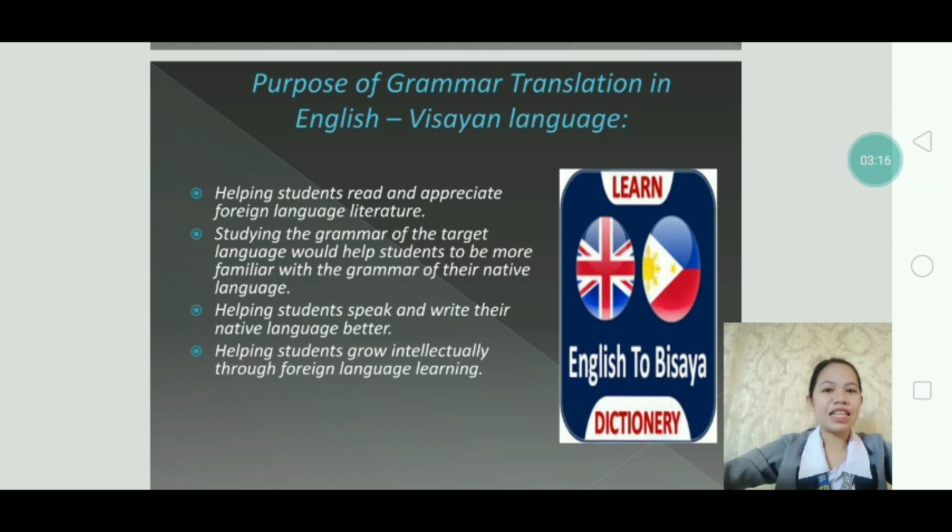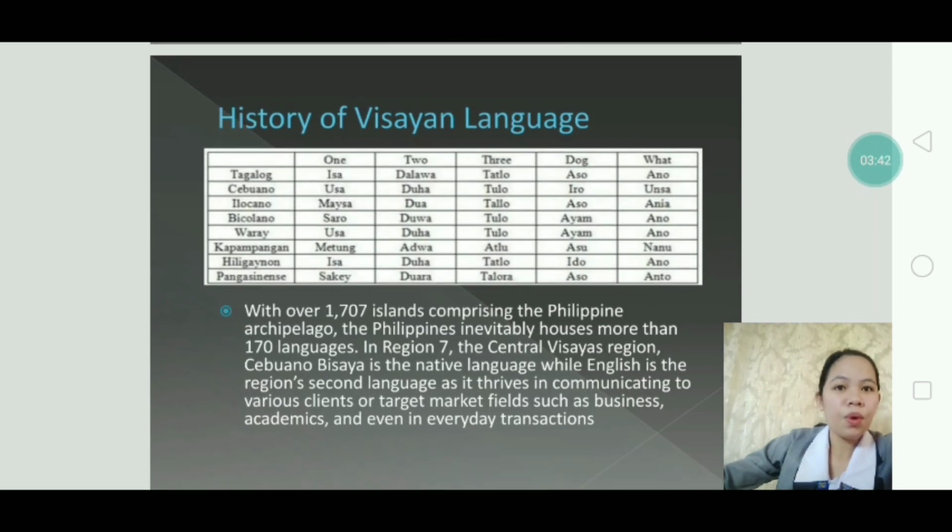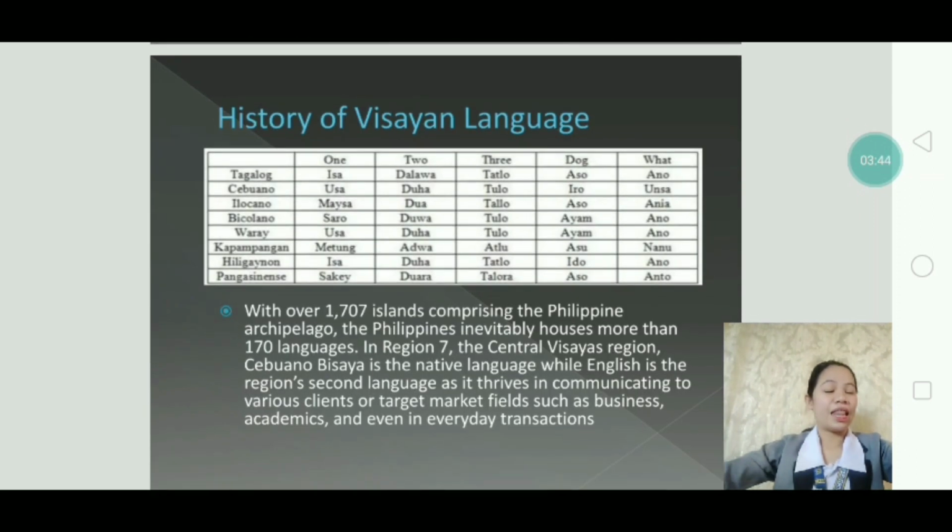Now, last is helping students grow intellectually through foreign language learning. Now, you already know the proper ruling of that specific language. You know how to compete globally. And through that, you can gain confidence. Okay? Now, let's proceed to the history of Visayan language.